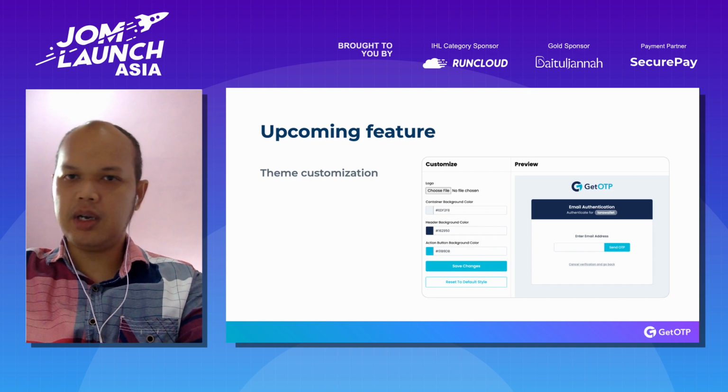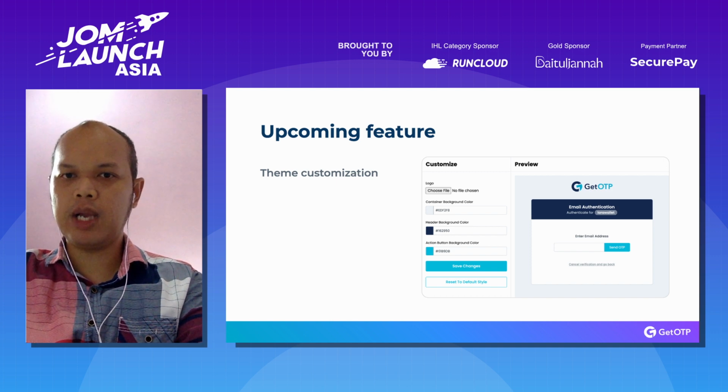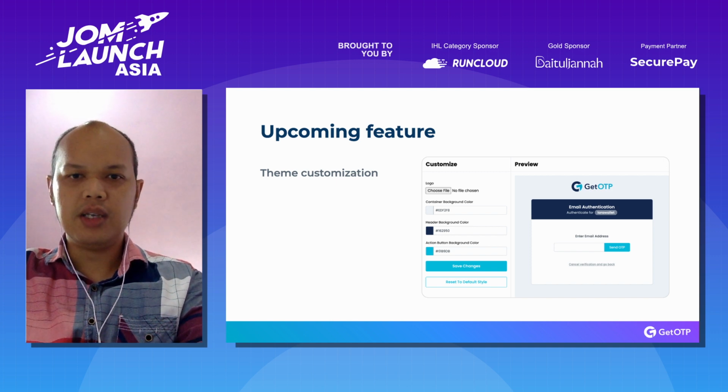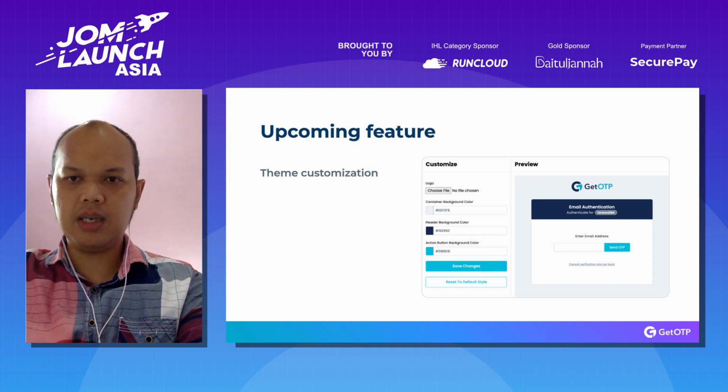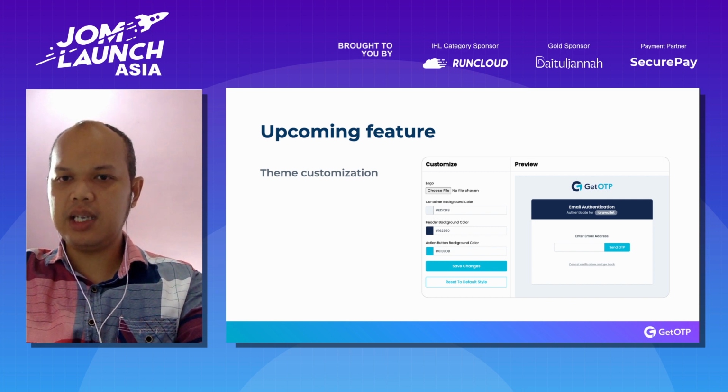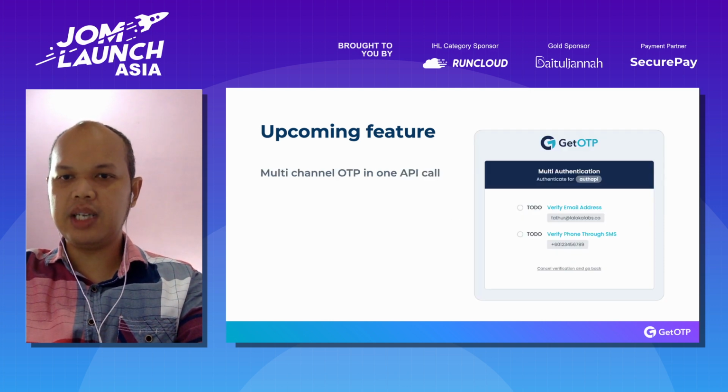So the plan for Getotp, our upcoming feature is user now can customize the look and feel of their OTP form. And then we will have multi-channel OTP in one single API call. So multi-channel OTP, basically you can combine both, for example, email OTP and SMS OTP. Example usage is registration.